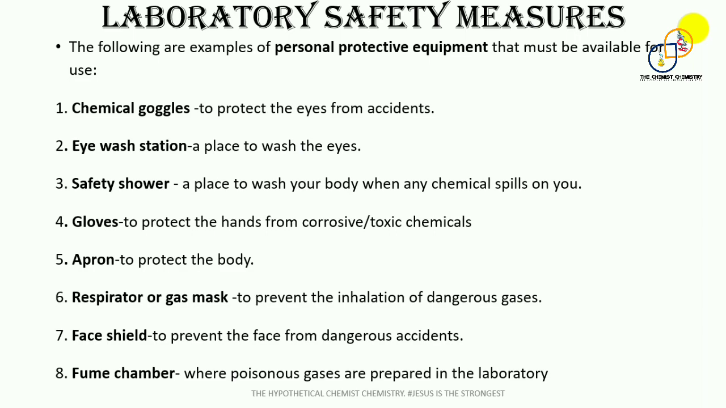Then we have the safety shower, a place to wash your body when any chemical spills on you. We have gloves to protect the hand from corrosive or toxic chemicals. The apron to protect the body. We have the respirator or gas mask to prevent the inhalation of dangerous gases or chemicals. Then seven, we have face shield to prevent the face from dangerous accidents.